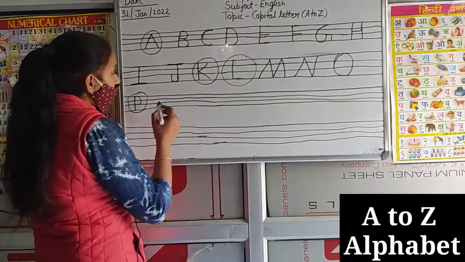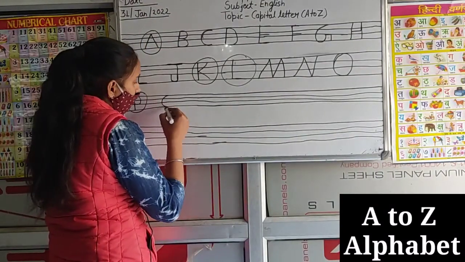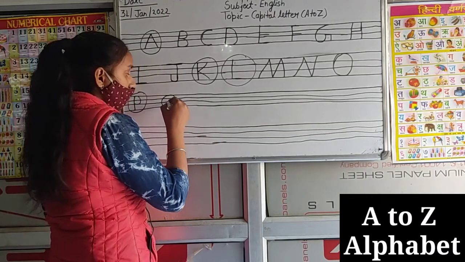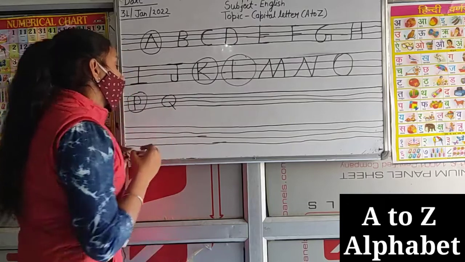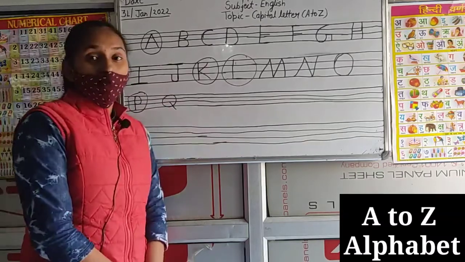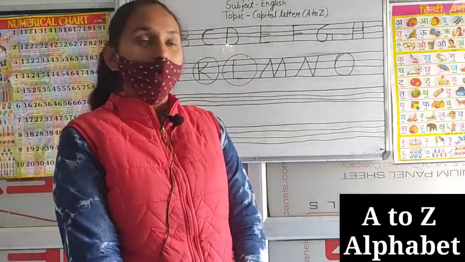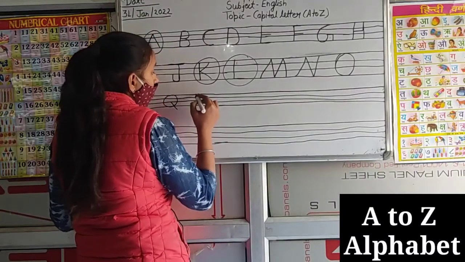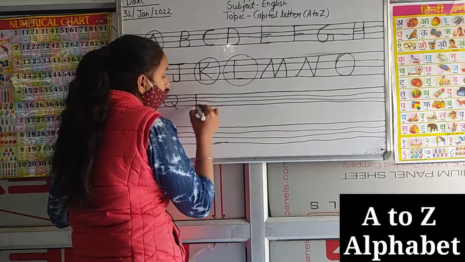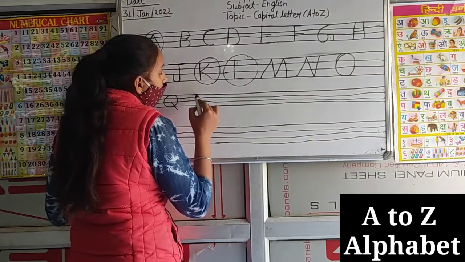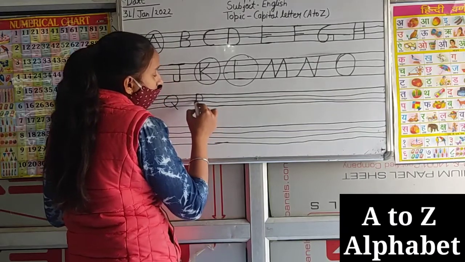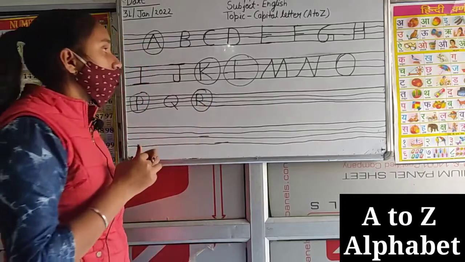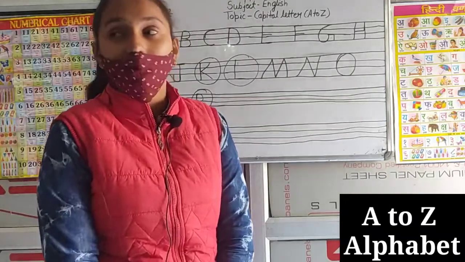And the next letter is Q. One circle and then in turns a standing line. Q. Q for queen. Next letter is R. One standing line and one half circle and turn a sleeping line. R. R for rabbit.